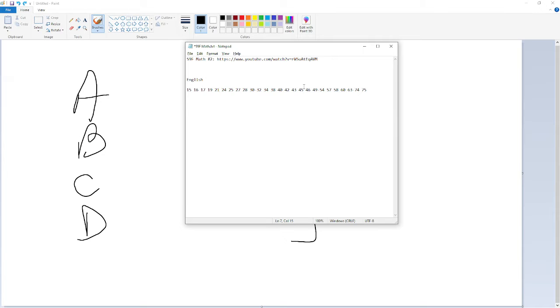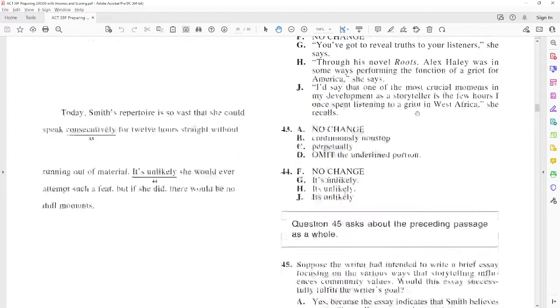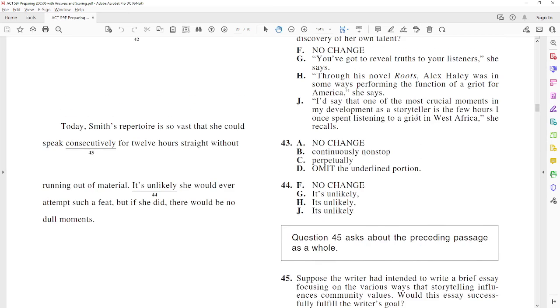And the next one is 43. Today, Smith's repertoire is so vast that she could speak consecutively for 12 hours straight without running out of material. And there is no question, there is an option to omit. Today, Smith's repertoire is so vast that she could speak for 12 hours straight without running out of material. I think omit works. And consecutively means straight. So it's repetitious. The answer is D.